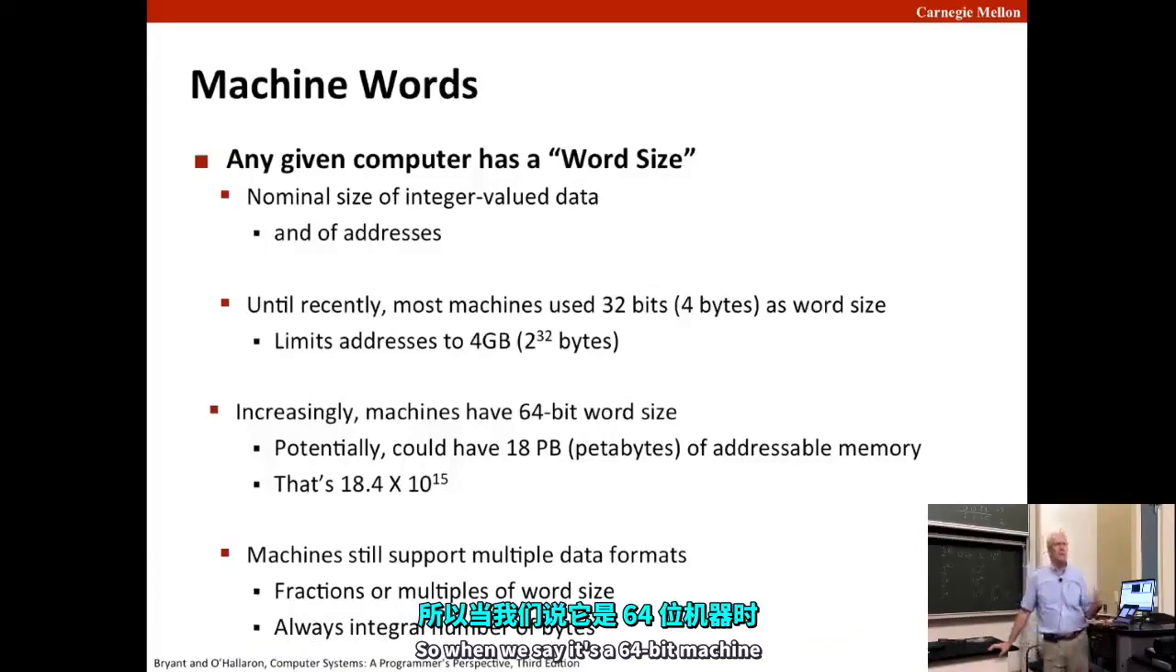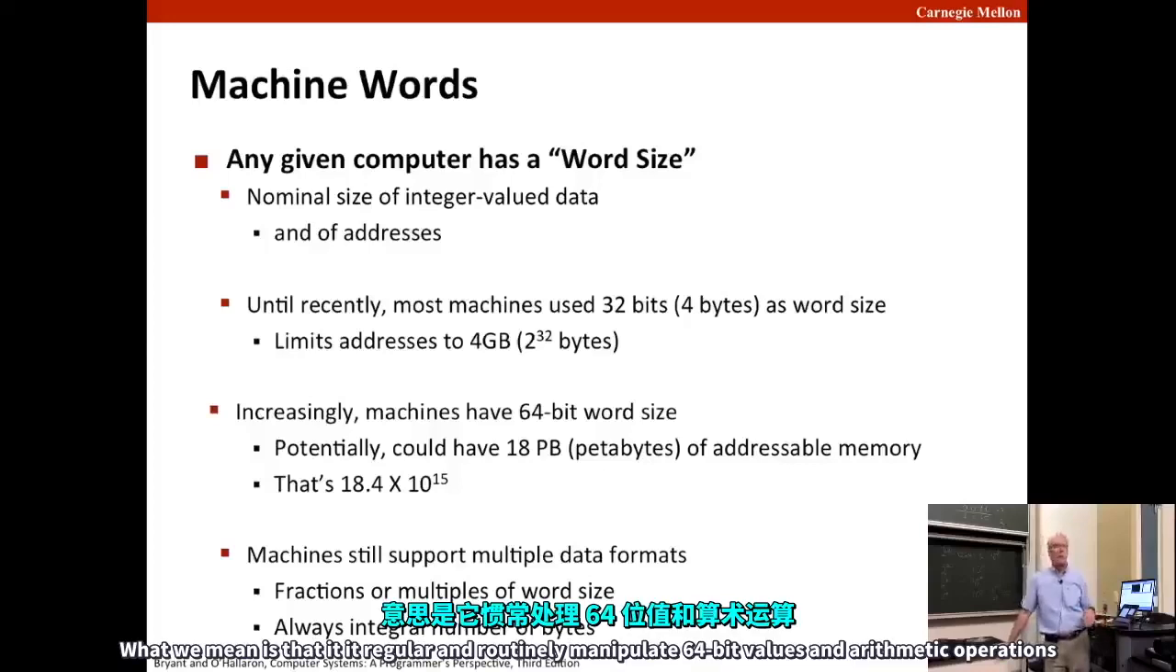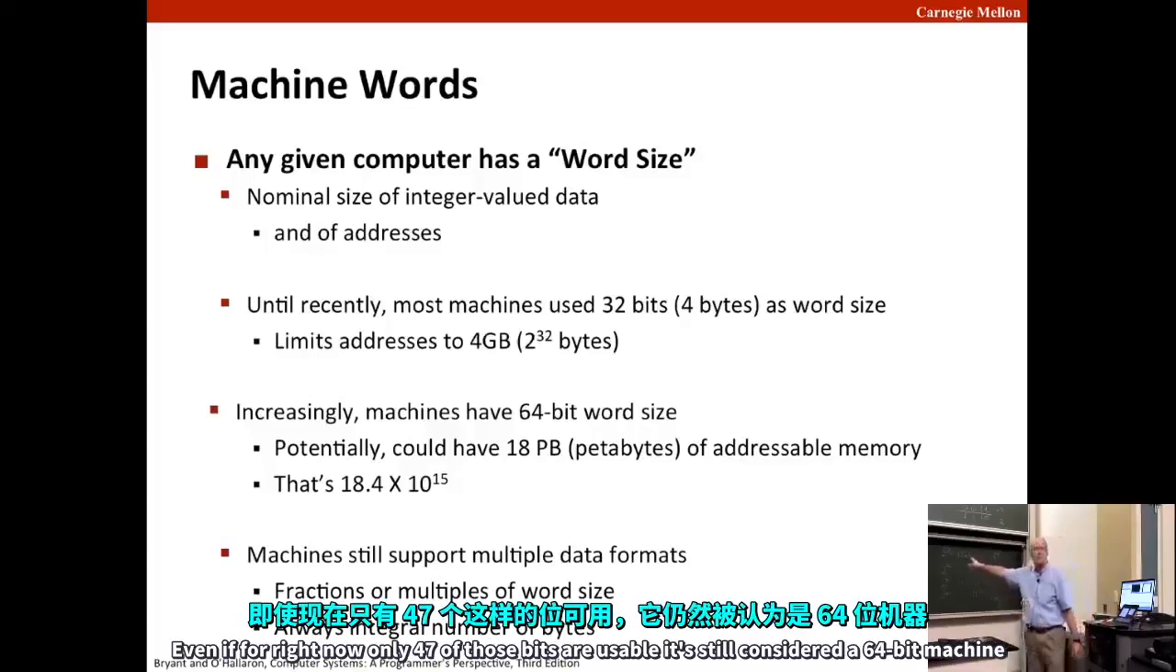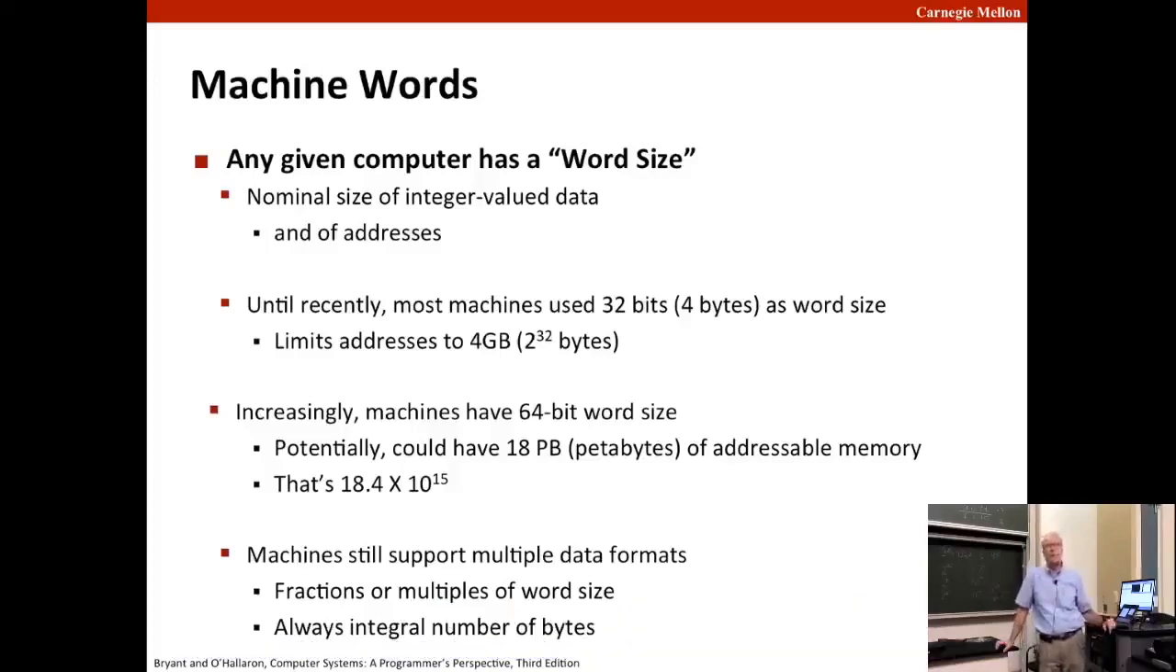So when we say it's a 64-bit machine, what we mean is that it regularly and routinely manipulates 64-bit values on arithmetic operations. And also it has pointers, or the values of addresses, that are 64 bits. Even if, for right now, only 47 of those bits are usable, it's still considered a 64-bit machine.